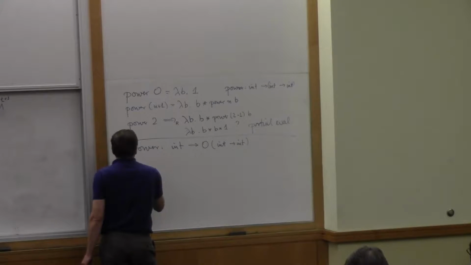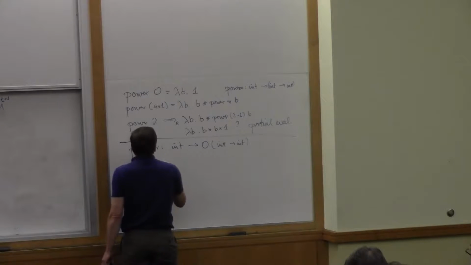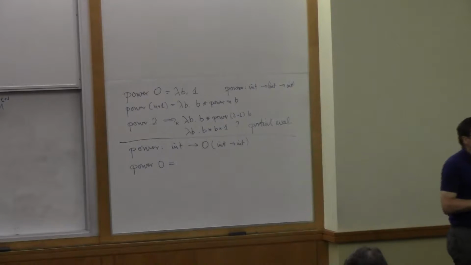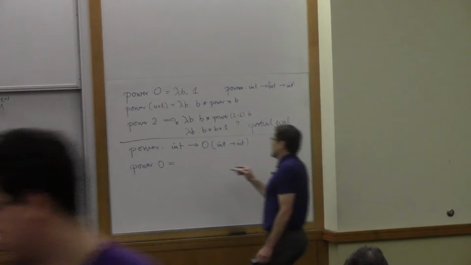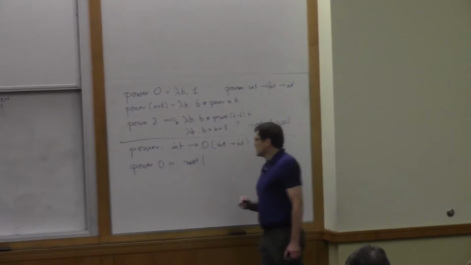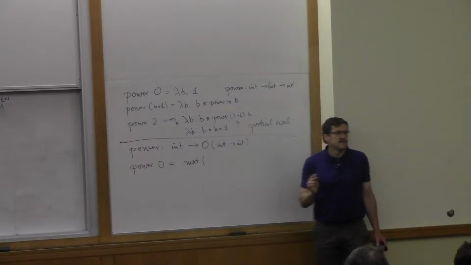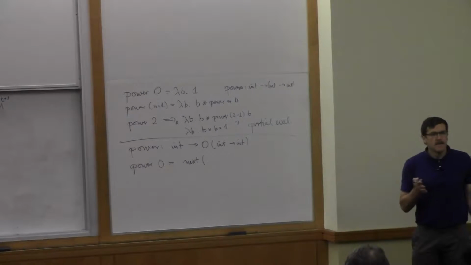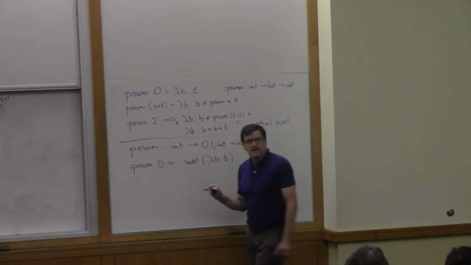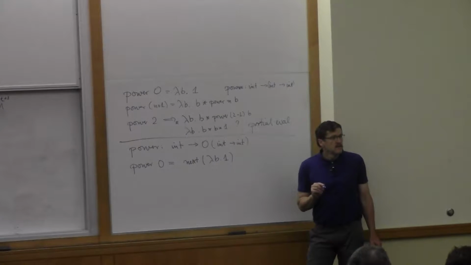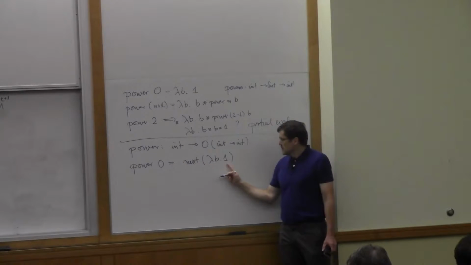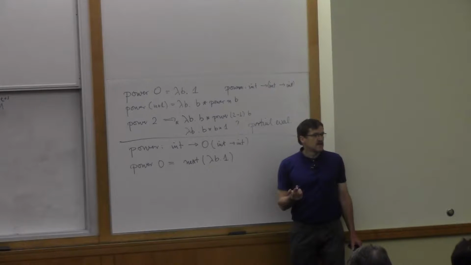So I would say power of 0. How do I get something of circle type? Next. So power of 0 is next, and what is the code that I want to return at the next step, which has type int arrow int? Lambda b dot 1. Everybody agree on that? Because the function that I want to get out, if I take power of 0, is lambda b dot 1, the constant function 1, no matter what the argument is.